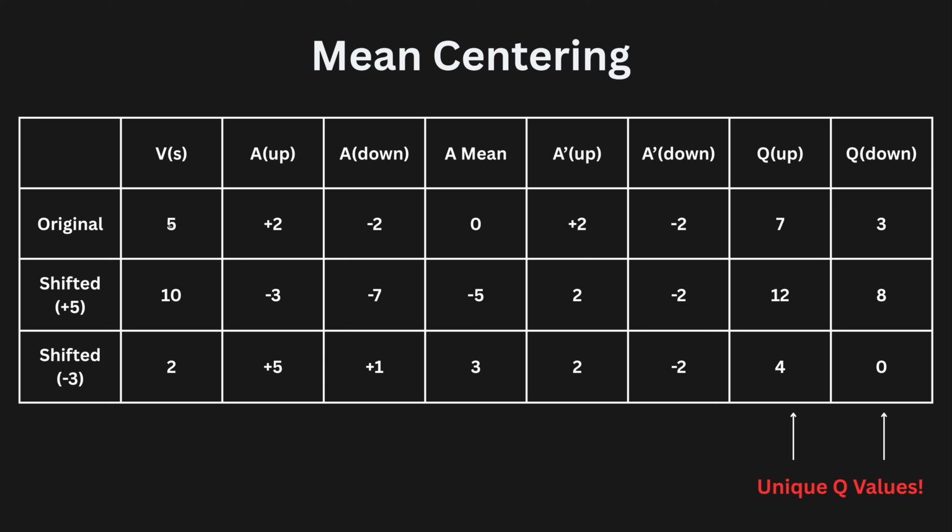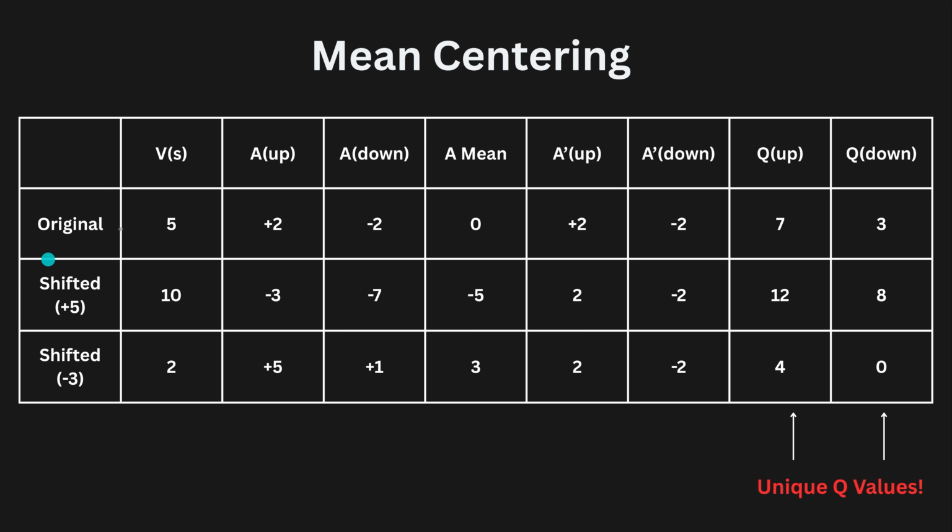How does mean centering fix it? Well, let's just look at one example. So in the original, right, we had 5 plus 2 minus 2. So the average of plus 2 and minus 2 is just 0. And so my new A prime, which is mean centered A, will be plus 2 minus 0, which is plus 2, and then minus 2 minus 0, which is minus 2. And so we're just left with the same 7 and 3 from before because nothing happened.